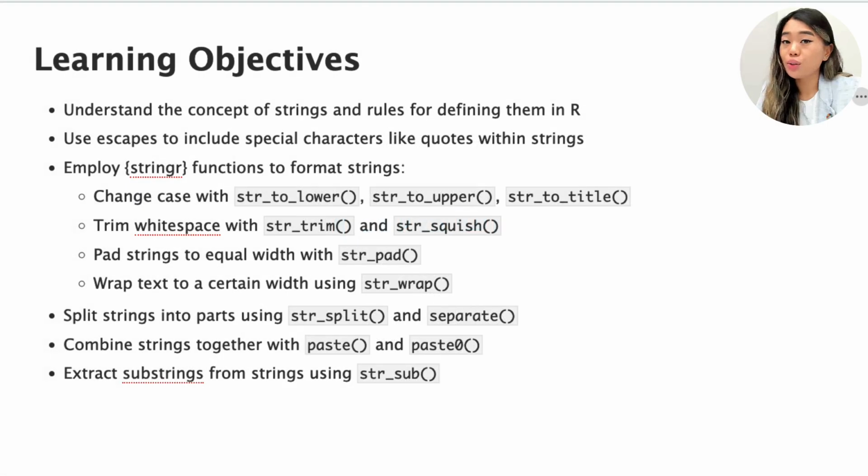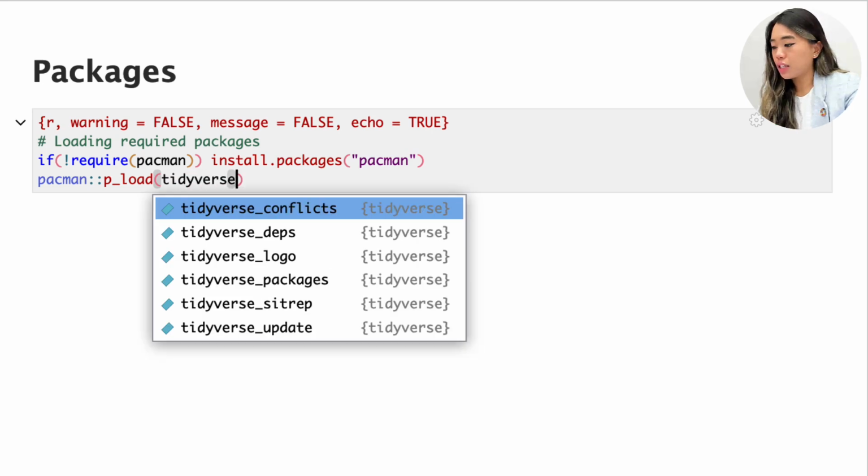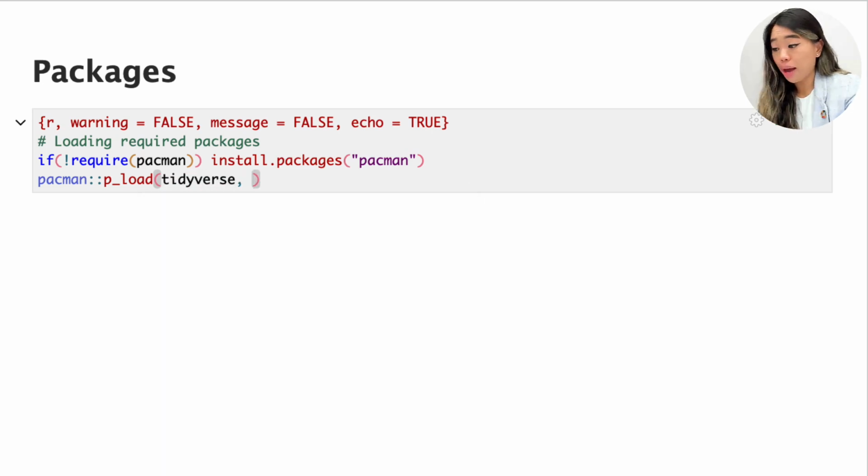On your screen, you'll see a list of our learning objectives for this lesson. If you like, you can take a second, pause, and read through them, but we'll also go over them at the end. To get started, let's load in the packages that we'll need. With Pacman, we're going to call in the Tidyverse, which includes the stringr package we're mainly focusing on today, the here package, and janitor.